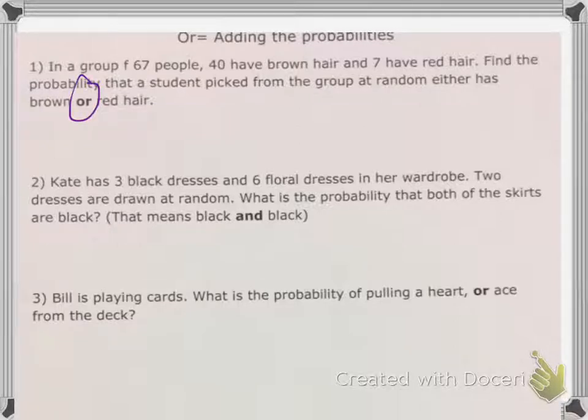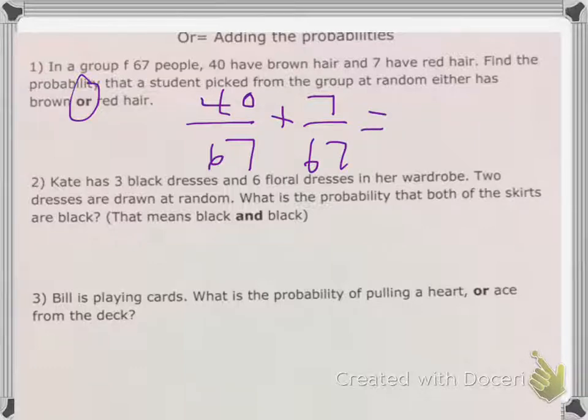When we have that or going on, we're going to add those 2 probabilities. So the first one would be 40 out of 67 plus 7 out of 67. So our total probability would be 47 out of 67. So when we have the or going on, we're going to add those 2 probabilities together.